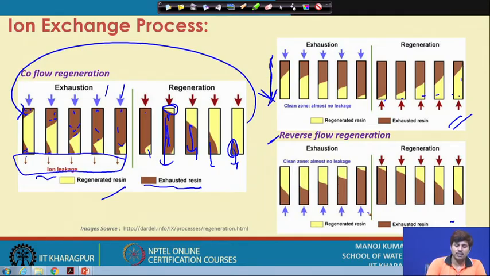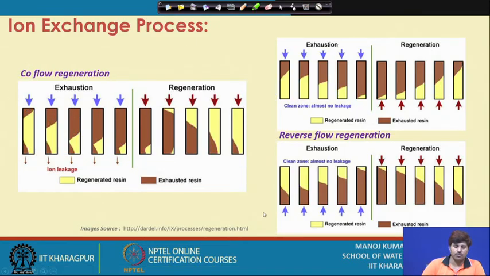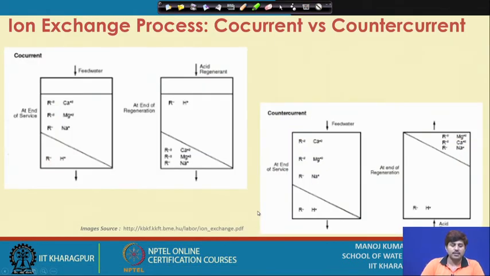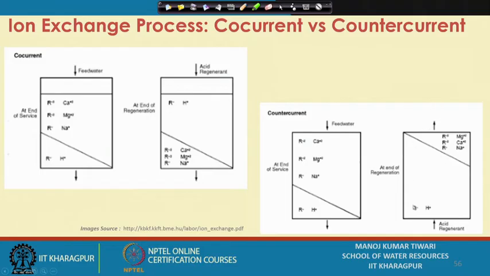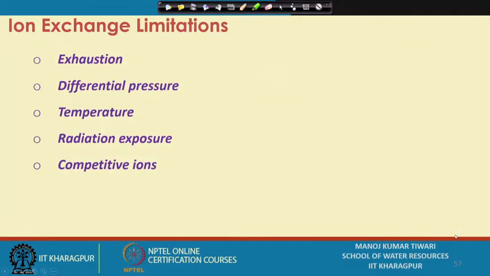That way, the reverse flow regeneration is preferred as opposed to the co-flow regeneration, and these are called co-current and counter current systems. In a co-current system, you have feed water and regenerant in the same direction. In a counter current system, we have feed water from one direction and acid regenerant in the other direction. As we were just discussing, counter current systems are preferred over co-current systems.